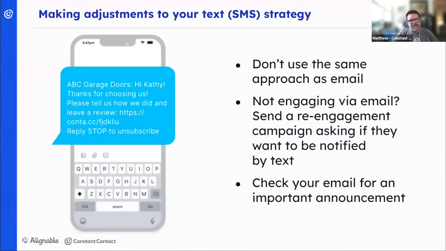Other things to pay attention to: make sure you don't use the same approach as your email. So you want to make sure you have really unique content for text messaging. You want to make sure that you're segmenting your contacts, that you're segmenting people that are regularly engaging with your SMS. You want to try to treat these people like VIPs.